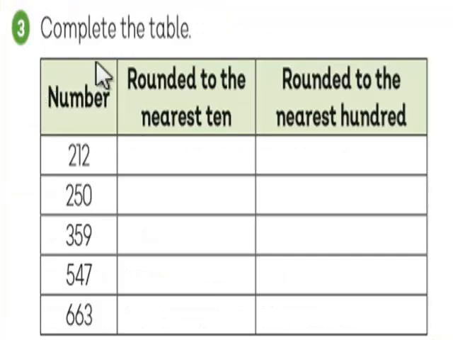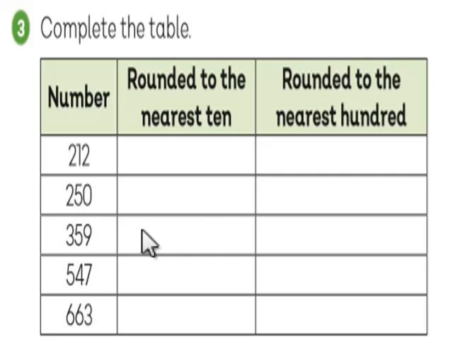Let's go to number 3. Complete the table. Round the number to the nearest 10. Okay, 212 to the nearest 10. So what is the answer when we round it? It is 210. You write 210. How about 250? Round to the nearest 10.